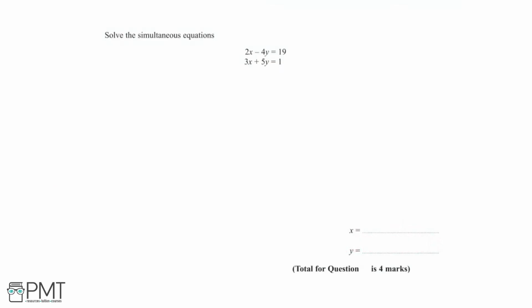In this question, we're asked to solve the simultaneous equations 2x minus 4y equals 19 and 3x plus 5y equals 1. Let's call this equation 1 and this equation 2. Now let's start with equation 1. We have 2x minus 4y is equal to 19. So we can solve for x. We can say that 2x is equal to 19 plus 4y because we added 4y to each side. And now we can divide both sides by 2 to find x. And so x is equal to 19 plus 4y all divided by 2.